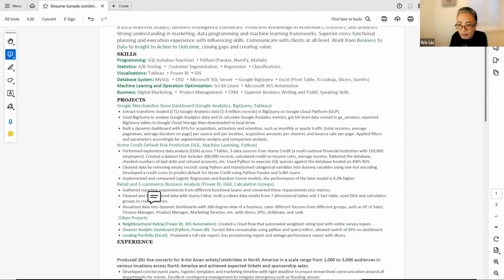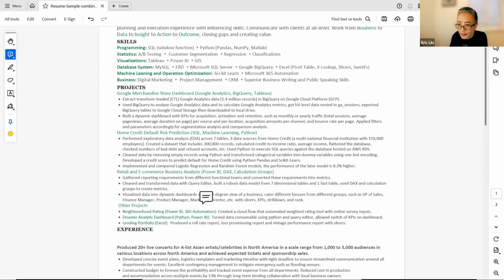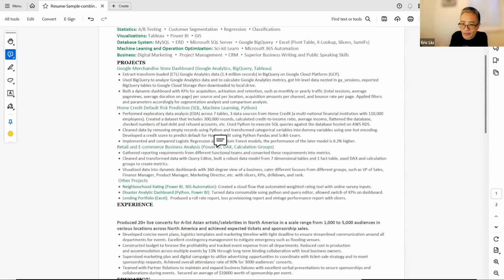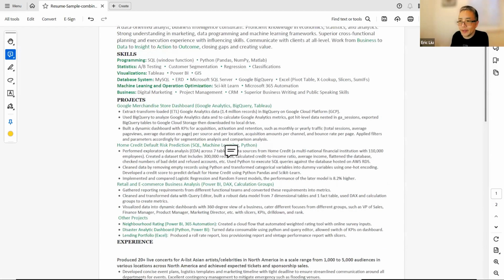Okay, so the third project, retail and e-commerce business analysis using Power BI, DAX, and calculation groups. So let's look at the complexity and size of the project. Build a robust data model from 7 dimension data tables and 1 fact table using DAX and calculation group. She didn't mention the size of the data. Okay, so now this 1-page resume, I think, is technical enough for her.